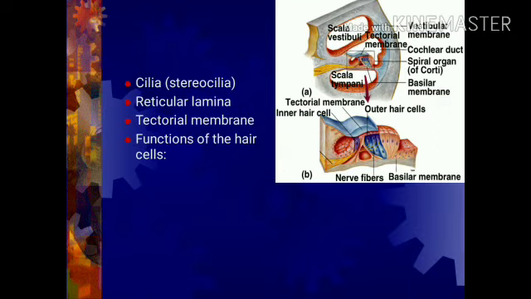Hair cells have cilia known as stereocilia. The base of the hair cells lies on the basilar membrane and the upper ends are embedded in the reticular lamina. The upper ends are covered with the tectorial membrane. Now, what are the functions of hair cells? Inner hair cells are primary sensory cells and they generate action potential in the auditory nerve, whereas outer hair cells detect the presence of sound and they improve hearing by influencing the vibration of the basilar membrane.